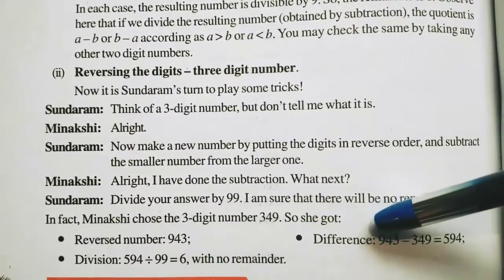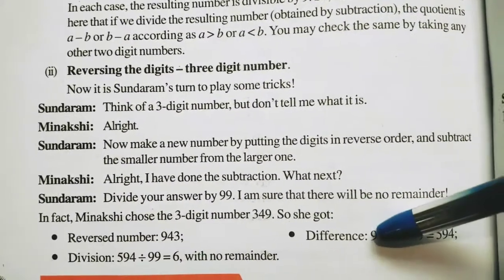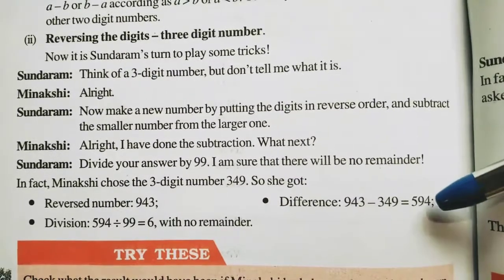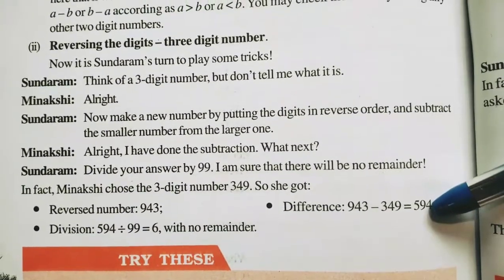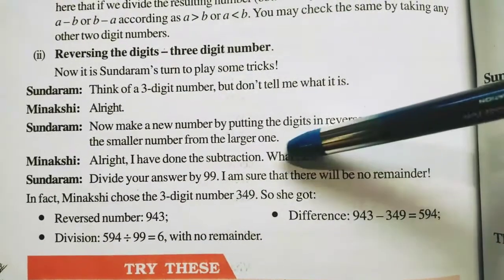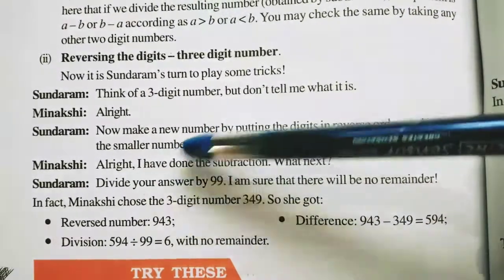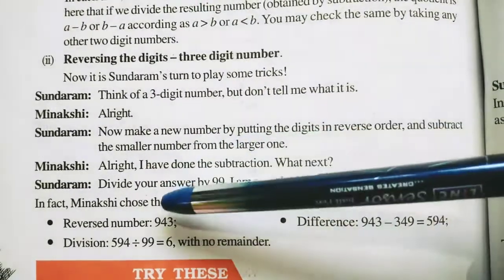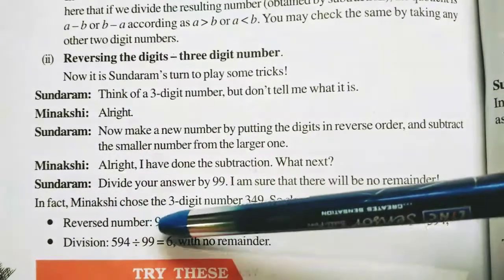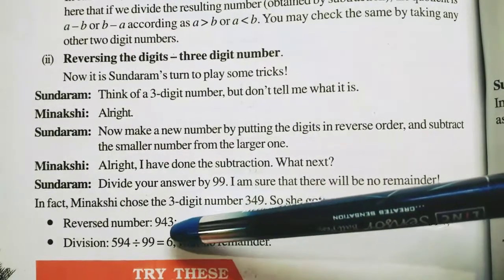Then the difference, that means minus. So this minus this, after the difference it is 594. Then he said to divide this answer by 99. After dividing, he said there will be no remainder, that means it will divide completely. So yes, it divides completely and the answer is 6.